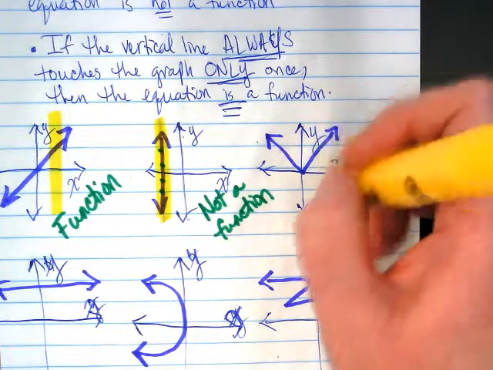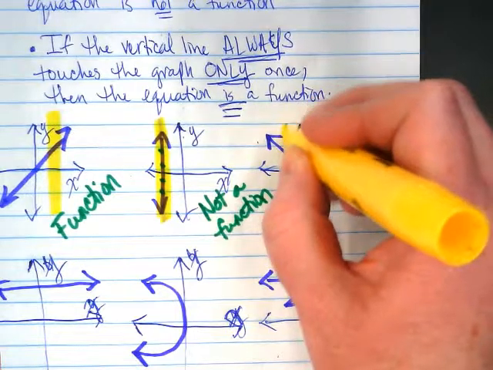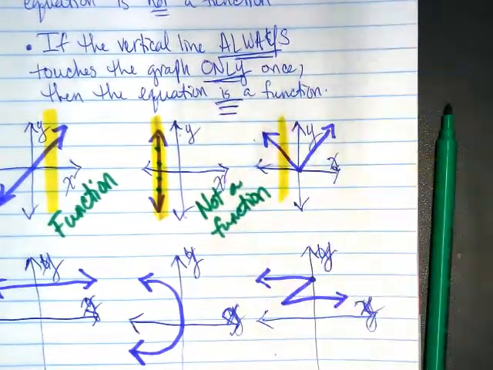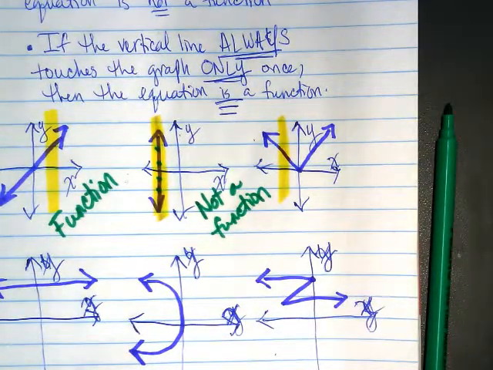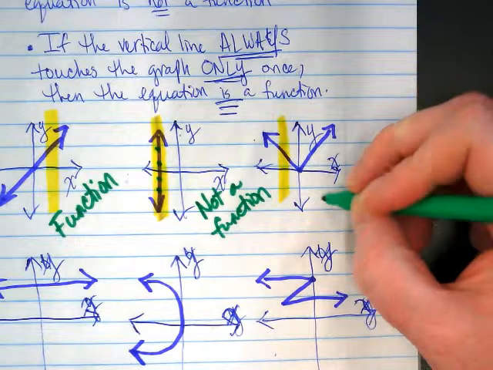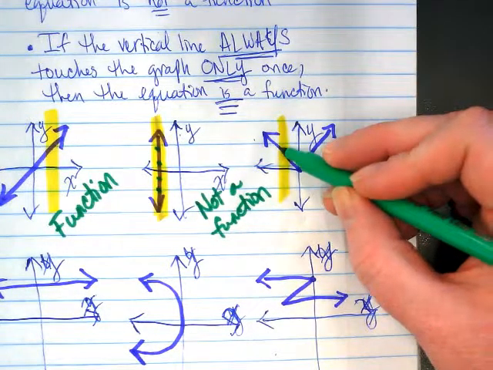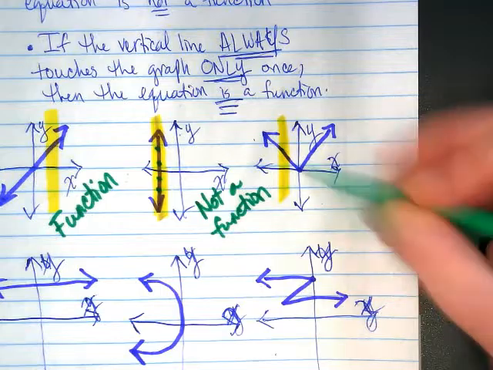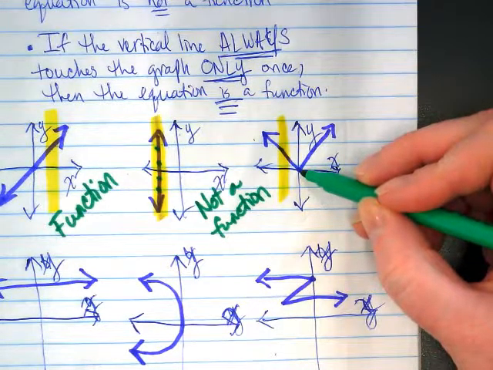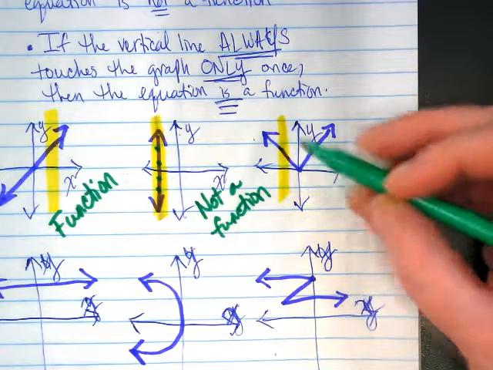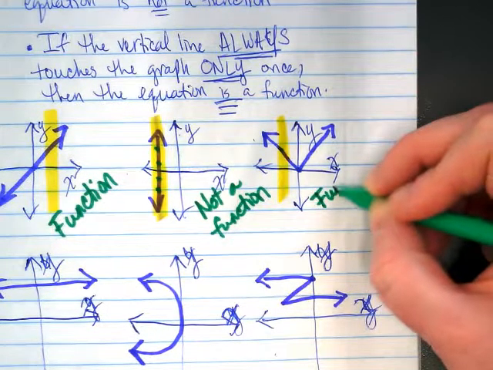If this scans and scans and scans, is it ever going to touch the line in more than one place at the same time? It's only touching it once here. Even if it's scanned at the origin, is it going to scan more than one place at one time or just the origin? Just the origin. That means that this is a function.